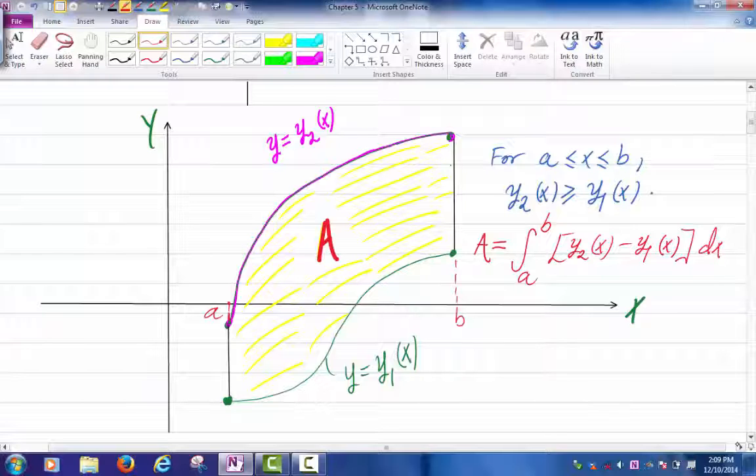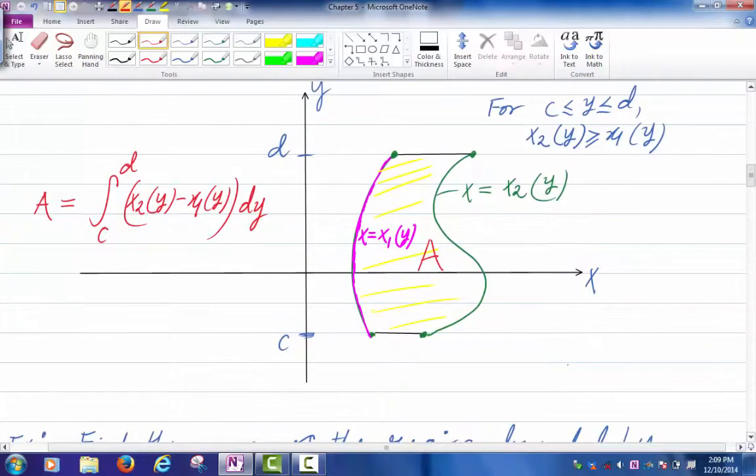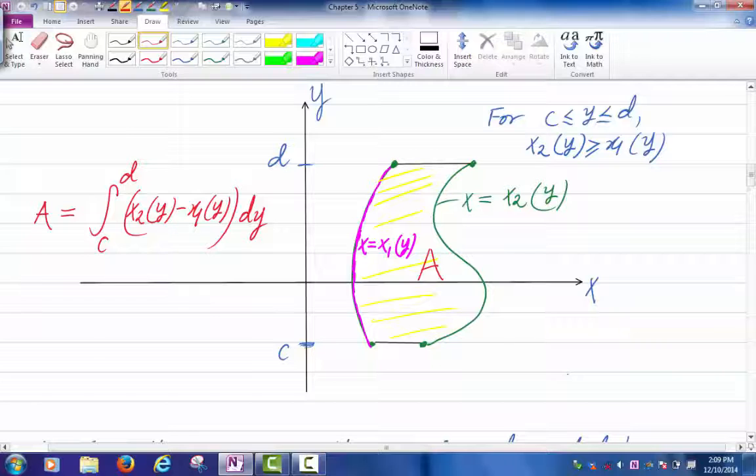Now sometimes there are regions where the region is not bounded by functions of x, but you can view the region as bounded by functions of y. Okay. Let me show you a graph. Let's now consider this region. Again, the yellow region here is what? Now it's bounded above by a horizontal line at d, bounded below by the horizontal line at c, bounded on the right by the function x2 of y.